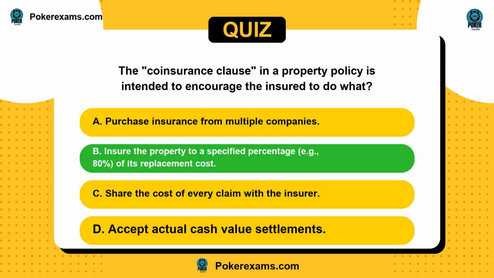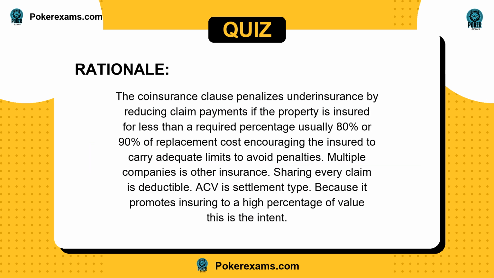The answer is B. The coinsurance clause penalizes underinsurance by reducing claim payments if the property is insured for less than a required percentage, usually 80% or 90% of replacement cost, encouraging the insured to carry adequate limits to avoid penalties. Multiple companies is other insurance. Sharing every claim is deductible. ACV is settlement type. Because it promotes insuring to a high percentage of value, this is the intent.